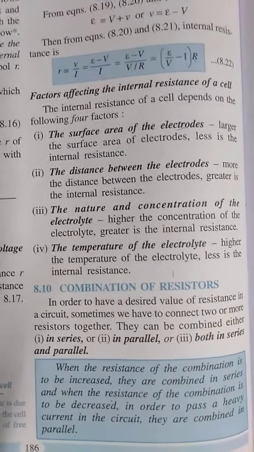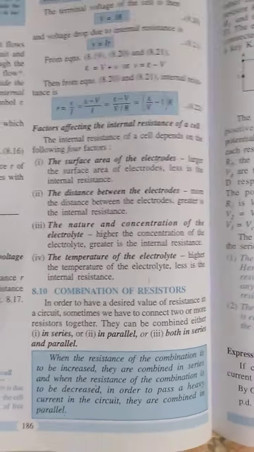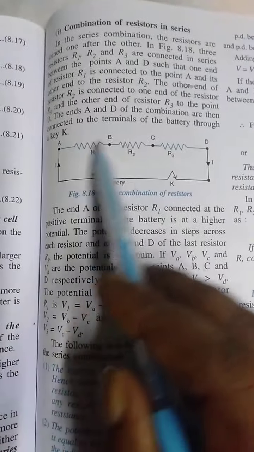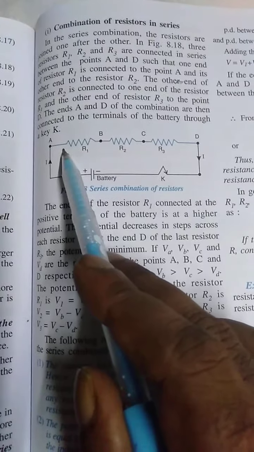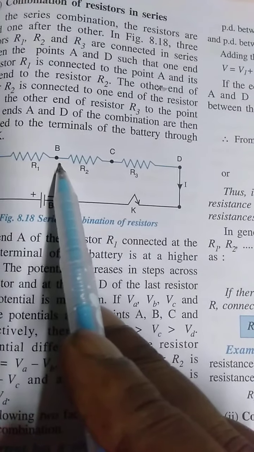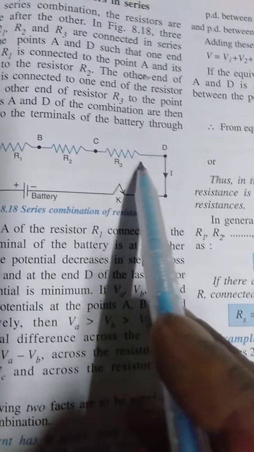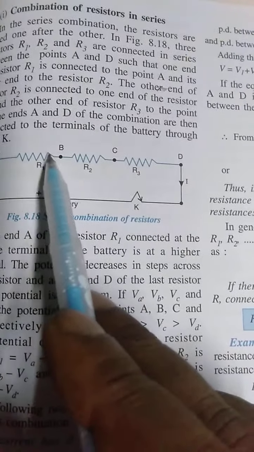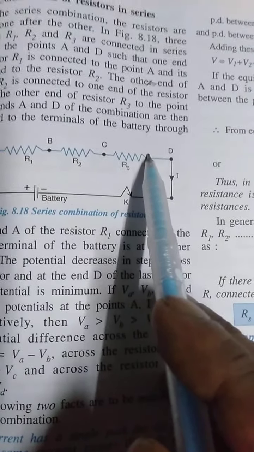Okay. Now we are going to study the combination of resistors: series, parallel, and mixed combinations. Suppose this is a series circuit. With the negative end of R1 we connect the positive end of R2. Again, with the negative end of R2 we connect the positive end of R3, and the remaining negative and positive ends are connected through the cell. This plus-minus combination is called series combination.